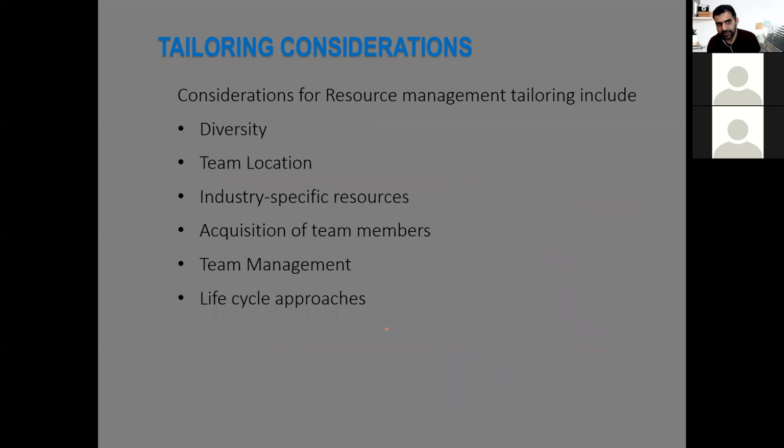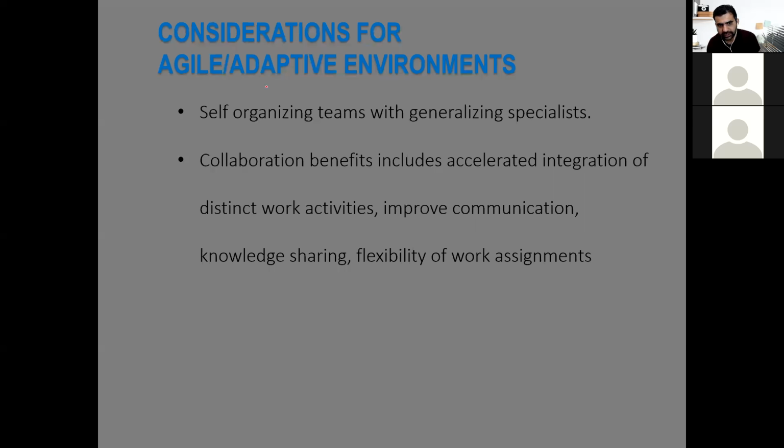Tailoring considerations: when we are tailoring our resource management related activities or processes, such as resource management planning or other processes, we should keep the following factors in mind: diversity among the team members, team locations, industry-specific resources, acquisition of team members, team management, and the life cycle approach that we are using. This life cycle approach could be, again, hybrid, agile, or waterfall. Similarly, if we are working in an agile or adaptive environment, we can make the following considerations.